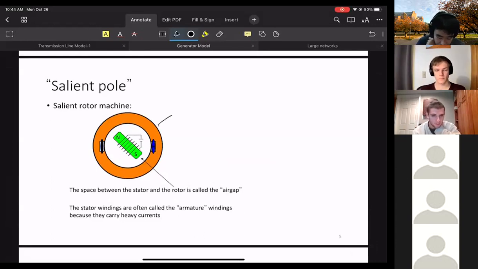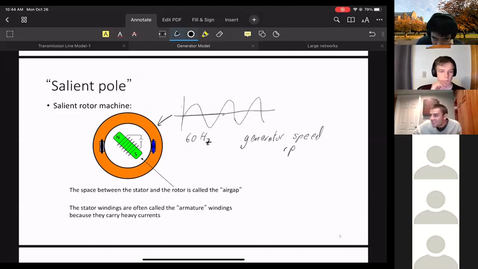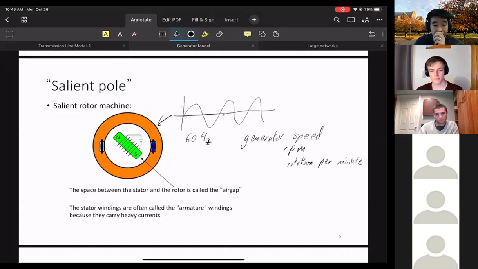Now the question is, let's say we get some sinusoidal waveform. If I want this to be 60 hertz, that's our system frequency, how fast do I have to turn the generator? We're often interested in the generator speed in terms of RPM, rotations or revolutions per minute. So if I want a 60 hertz sinusoid, how many times do I have to turn this generator?